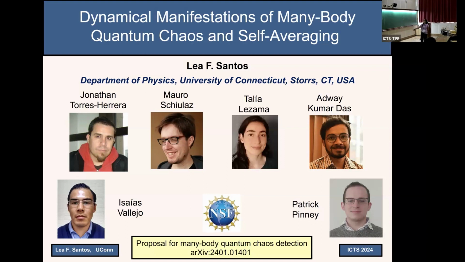Here you have the pictures of previous and current postdocs and students who have been involved in the things that I'll be talking about. I'm going to start with a long introduction. It's a long review of some of our works about the dynamical manifestations of many-body quantum chaos. Also, a brief review about the problem of self-averaging, and only by the end of the talk, I'll tell you what we are doing now.